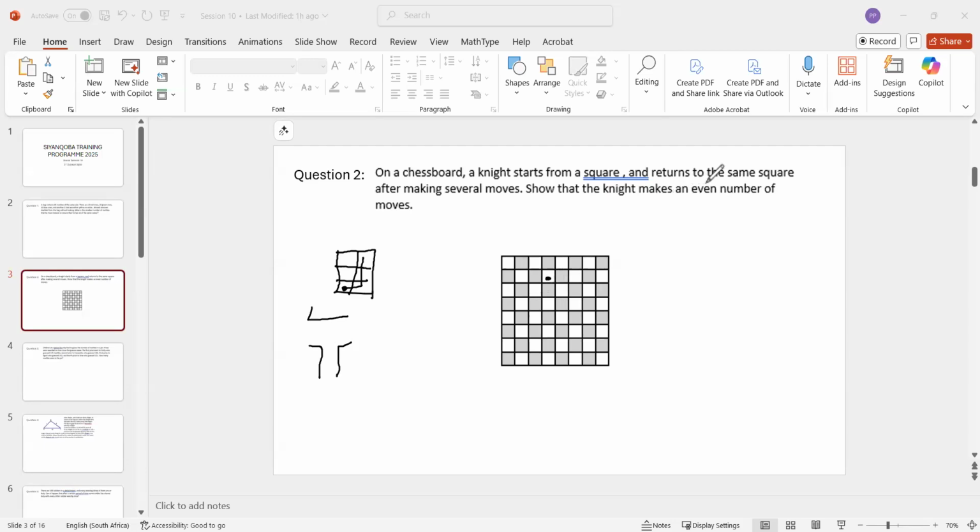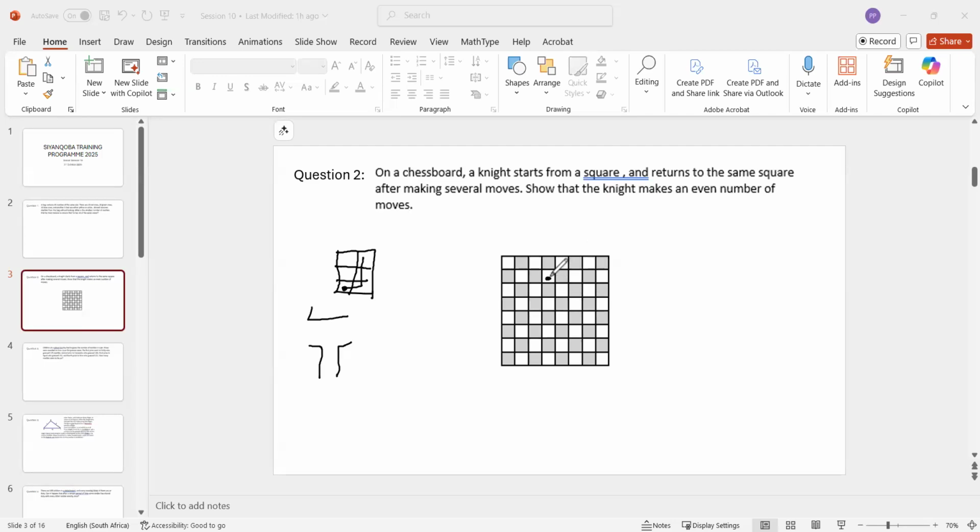Now, it returns to the same square. So after making several moves, show that the knight makes an even number of moves. And that's very interesting. Okay. Now, you can move from here to here. Okay, now it doesn't really matter.